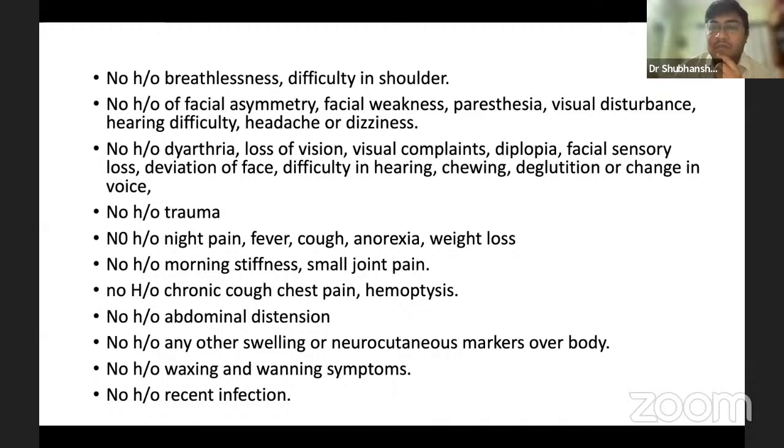Dysarthria, loss of vision, visual complaints rule out cranial nerve involvement. The history of trauma is the etiological factor. Night pain, fever, cough, anorexia, weight loss rule out tuberculosis as a cause. Morning stiffness, small joint pain rule out the inflammatory causes. Chronic cough, chest pain, hemoptysis, abdominal distension, or any other swelling rule out any tumors which might have metastasized to the spine. Neurocutaneous markers. So basically, you're suspecting a compressive myelopathy and you're ruling out the causes for compressive myelopathy. Yes, sir. In short, you can tell that etiological causes for compressive myelopathy.